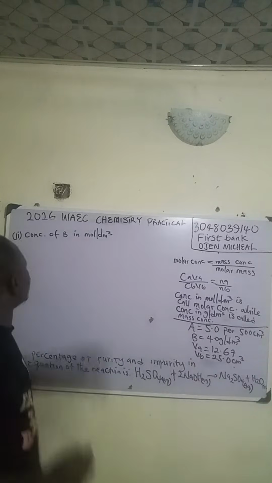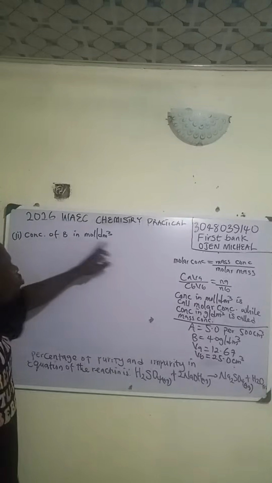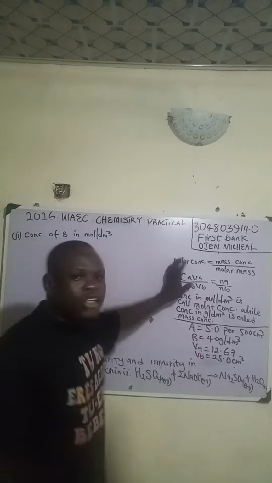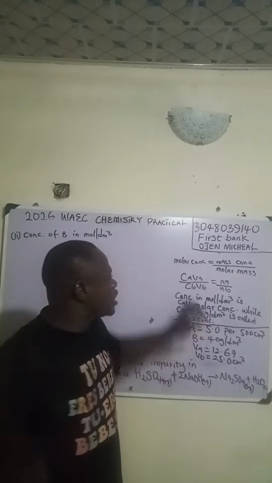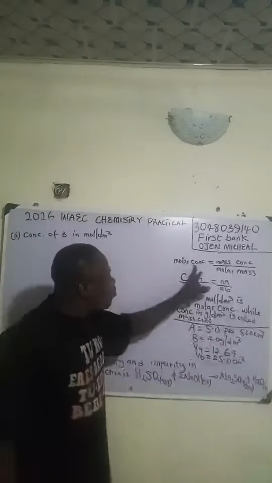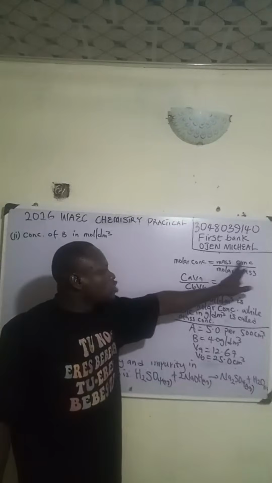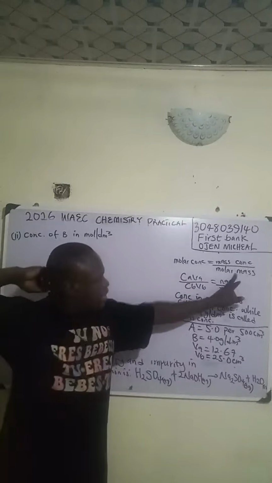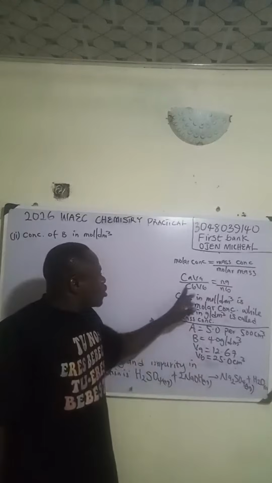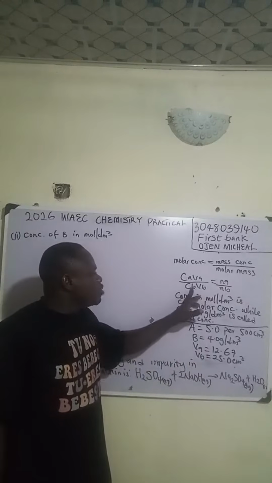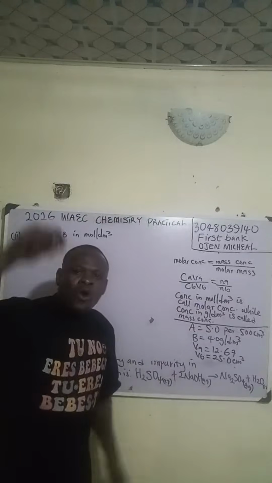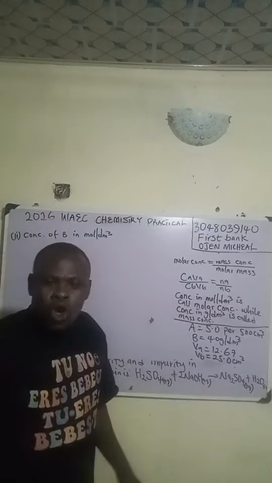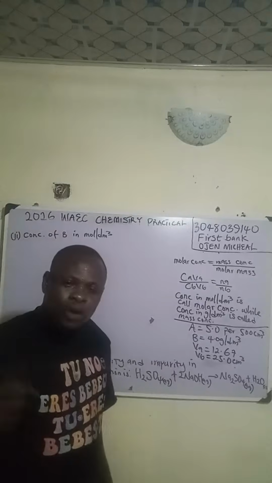I said that we are asked to calculate concentration of B in moles per dm³. Now there are two formulas to calculate concentration in moles per dm³. One of the formulas is molar concentration is equal to mass concentration over molar mass. The second formula is CAVA over CBVB, NA over NB. Now, which formula are you going to use?